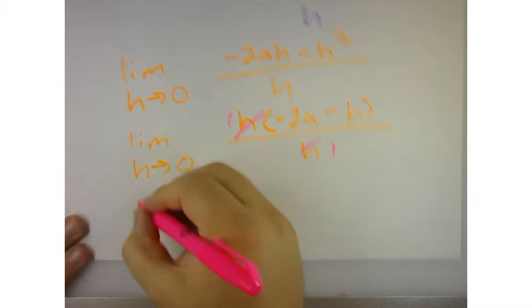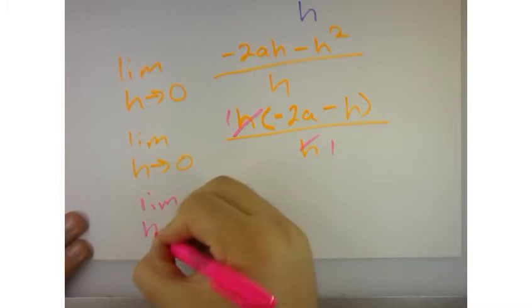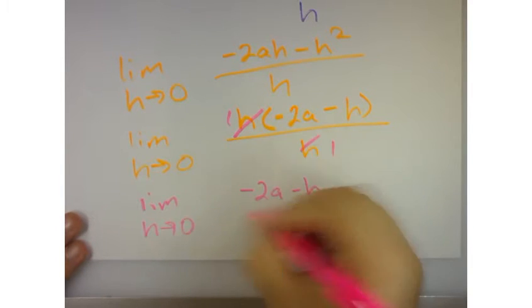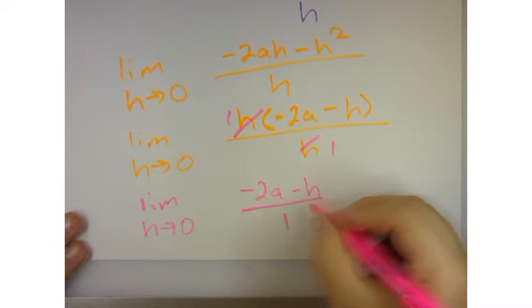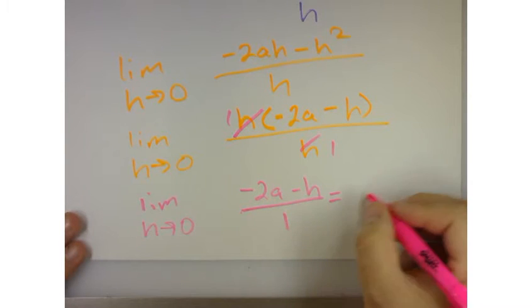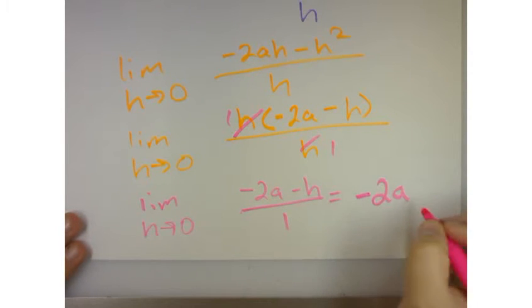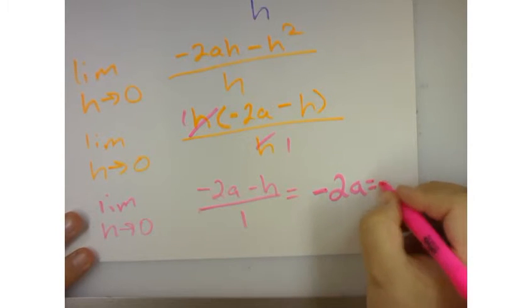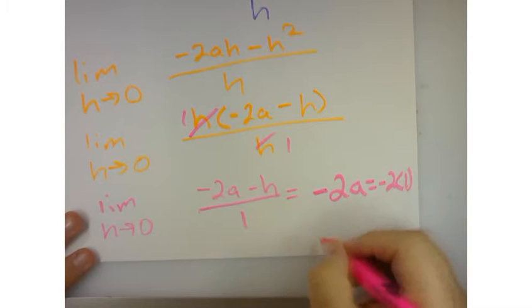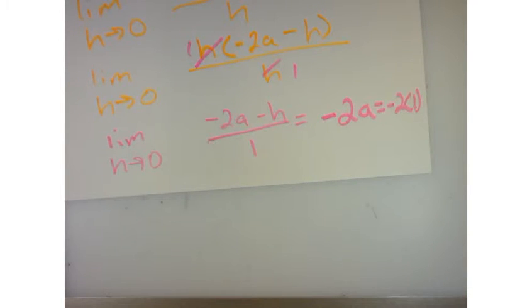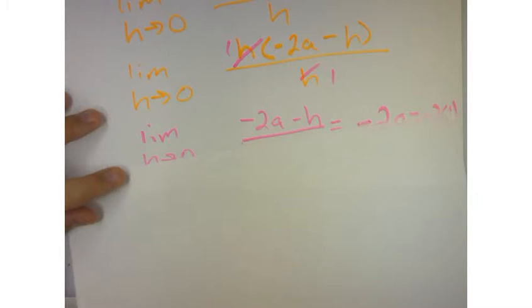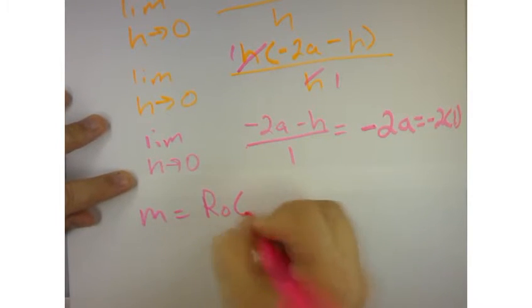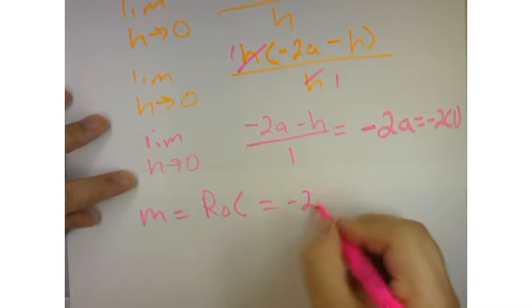So now I'm taking the limit of this thing as h approaches 0, but now I've got negative 2a minus h all over 1. If I plug in the 0, what am I left with? Negative 2a, and so what was a? 1. So my final answer would be negative 2 times 1, which is negative 2. So I did all of that to figure out that the slope m is equal to the rate of change, which is equal to negative 2 times 1, or negative 2.